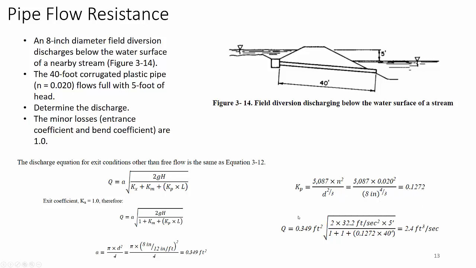Again, follow the units. So Q equals 2.4 cubic feet per second. So now we know the flow under this circumstance. We can calculate it with fairly high confidence.